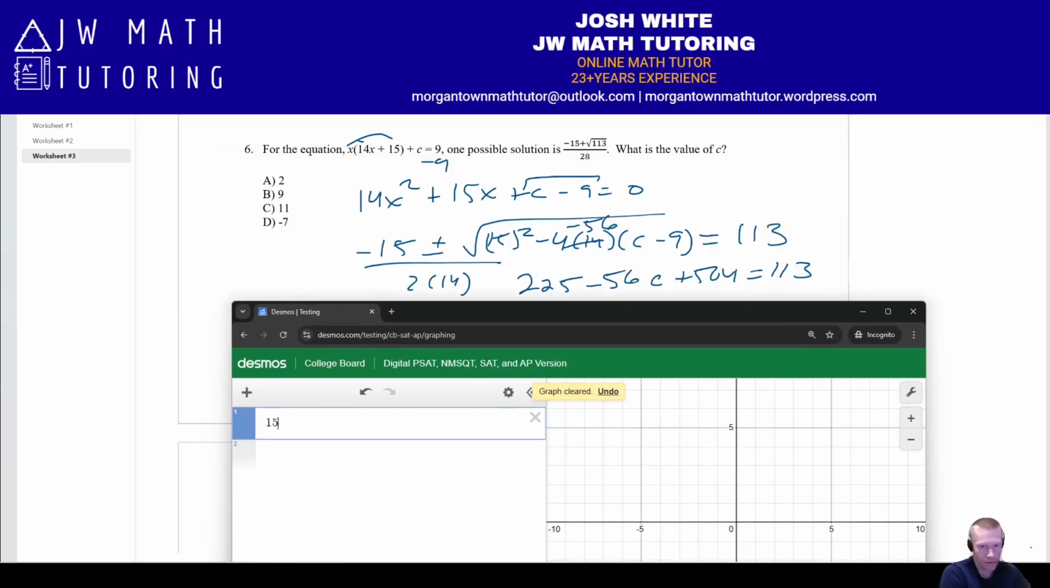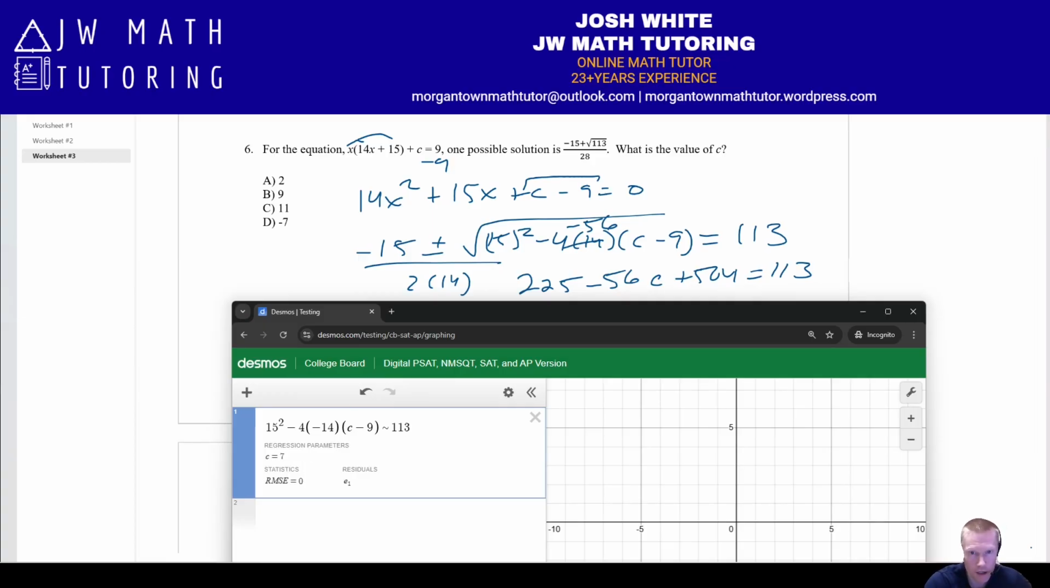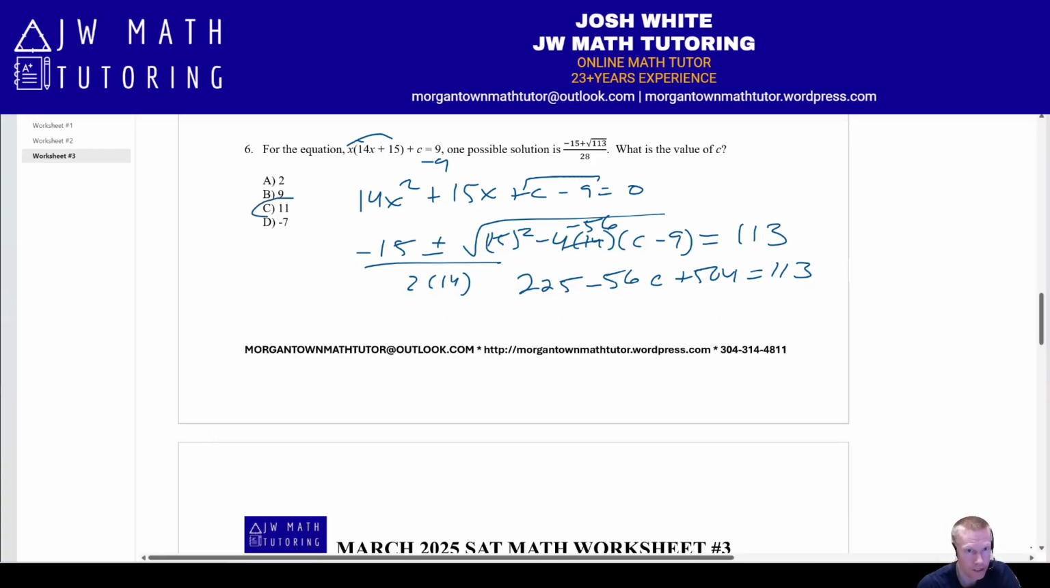And note, I can actually start with the whole thing. Again, I'm just going to use regression. Minus 4, negative 14, c minus 9, tilde 113. No, I get 7. Why? Oh, it's positive 14, not negative. There we go. Double check, yes, positive 14. Okay. So you can just type this whole long thing in, use a tilde instead of an equals, and it'll tell you that c equals 11. All right, so that is the correct answer for this one, letter C.